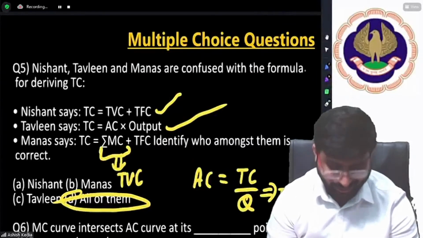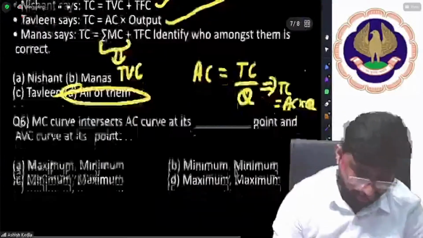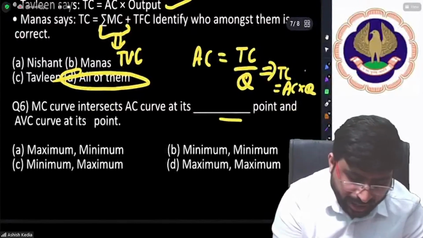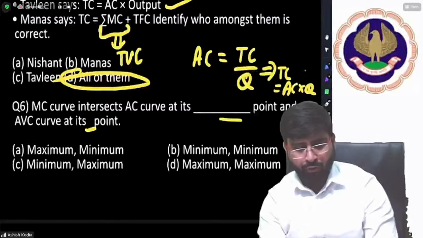Yes or no, sir? Yes, my dear friends. And therefore, this is the answer. Correct. MC curve intersects AC curve at a dash point and AVC curve at a dash point. Obviously, minimum, for both minimum.